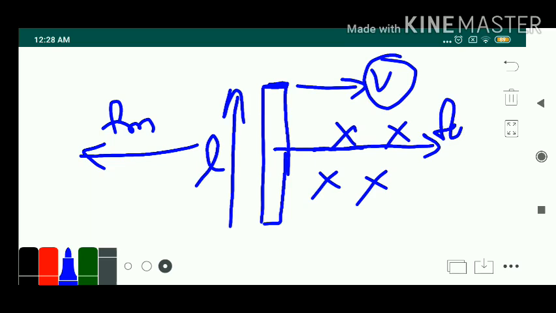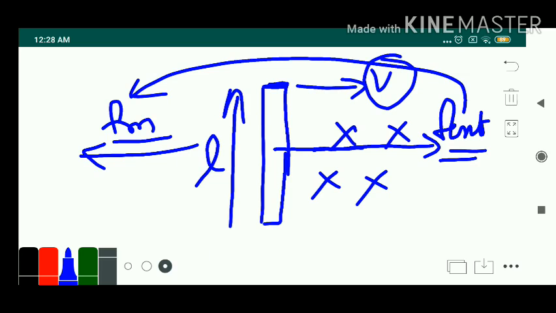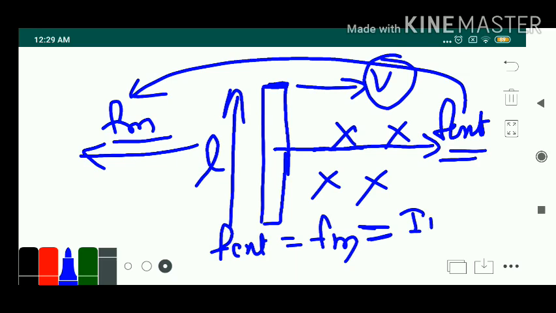We have to apply an external force in the opposite direction of Fm, and the minimum force which should be applied should be equal to this value. That is F external should be equal to Fm, and we just found the value of Fm. We know it is IBL. Why did I take it as IBL? Cross product means sine theta, and here what is the angle between L and B? It is 90 degrees, so it is just IBL.